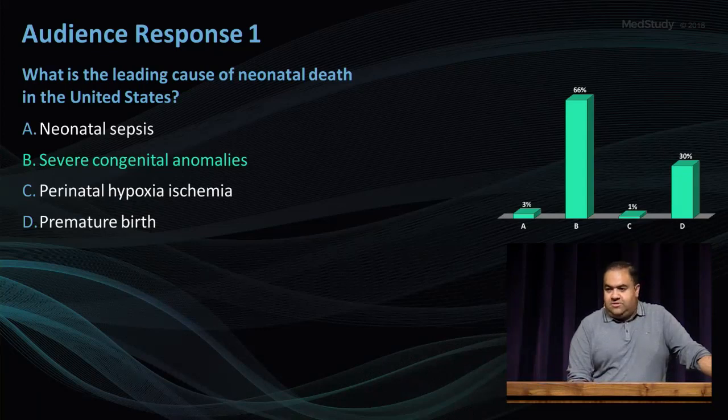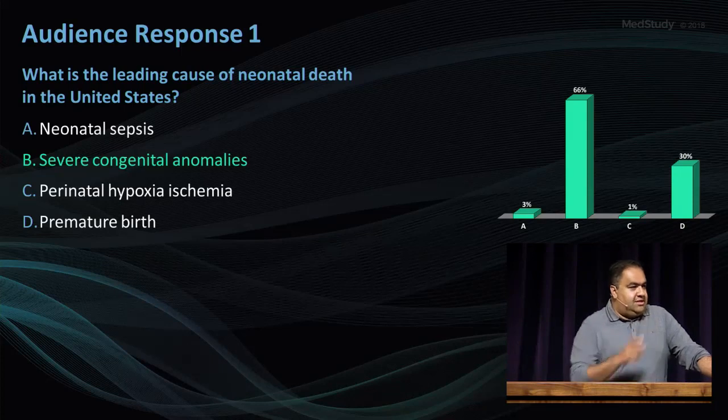All right, severe congenital anomalies is correct. It is the leading cause of neonatal death. Premature births is a sub-portion within that. So the 30% that answered there are almost right, but the congenital anomalies is the correct answer.